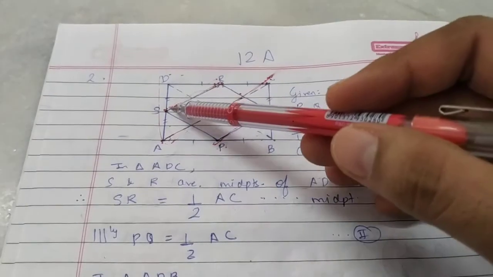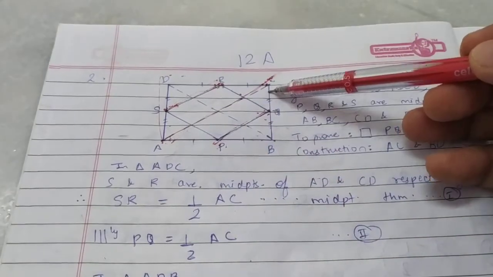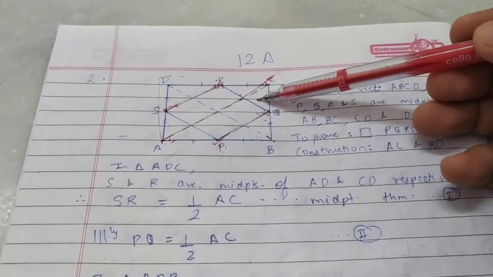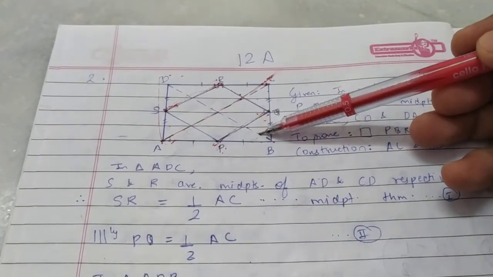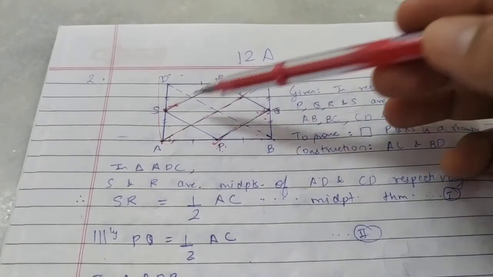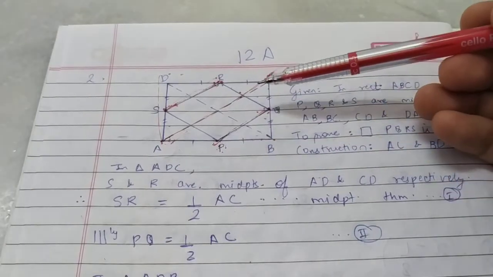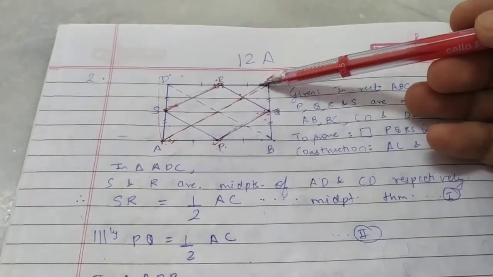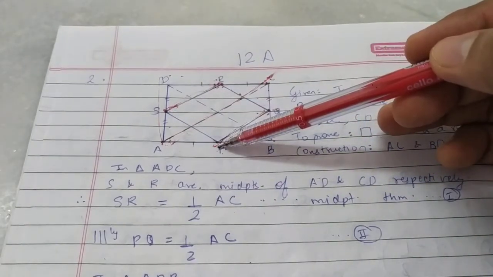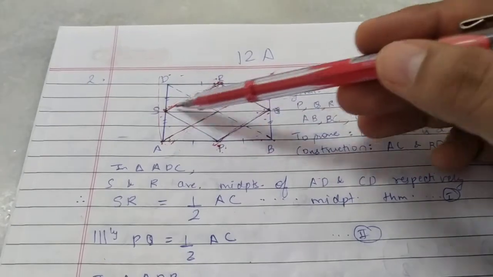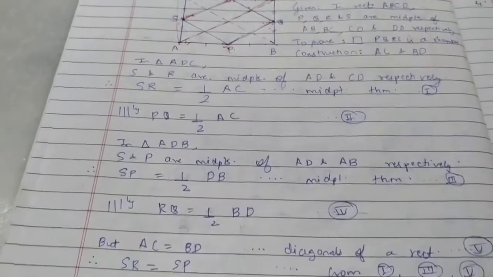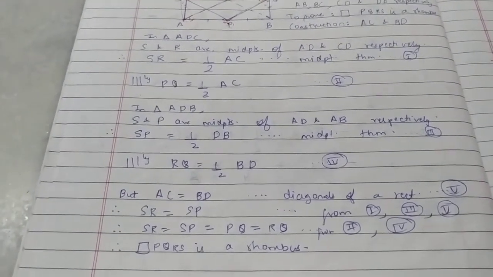If you see, SR is half of AC and SP is half of DB, but AC is equal to DB. They are diagonals of a rectangle. So if DB and AC are equal, then SR and SP will also be equal. If diagonals are 10-10 each, then SR and SP will be 5-5 each, half-half. So I just proved the adjacent sides equal. That means now all four sides are equal. And once we prove all four sides equal, it's a rhombus.